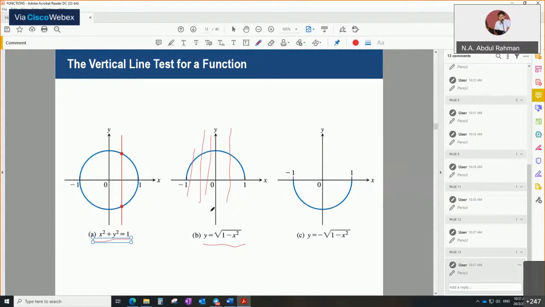But yes, by looking at it, we know that wherever you draw your vertical line, you will only pass the graph once. So it's the same thing here, it only passes the graph once. It means that this is a function and this is also a function.